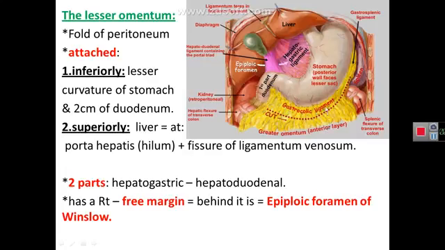And we said that deep to this free border is the space connecting the greater sac of the peritoneal cavity with the lesser sac, which is the cavity between the liver, lesser omentum, and the stomach. You can see in the figure that the lesser sac is the cavity behind the stomach, behind the lesser omentum, and behind the liver. This cavity, the lesser sac, continues with the greater sac via the space behind the right free border of the lesser omentum, which is called the epiploic foramen of Winslow, or omental foramen.